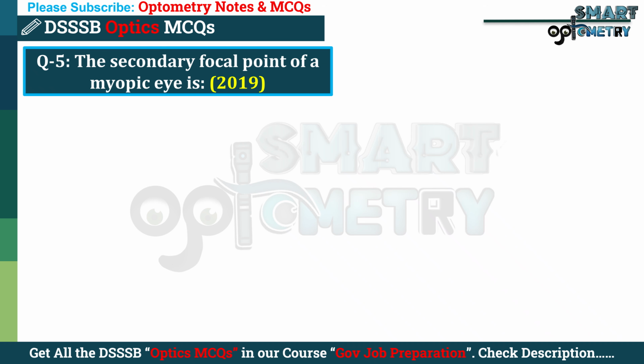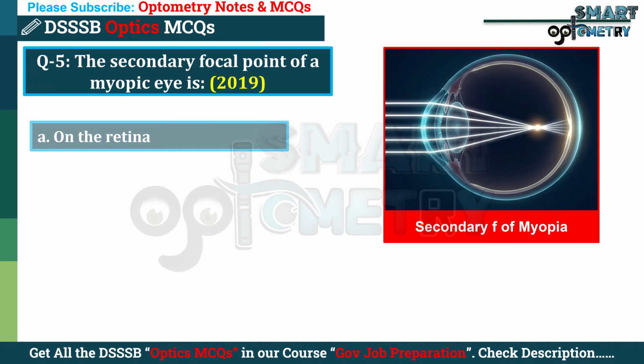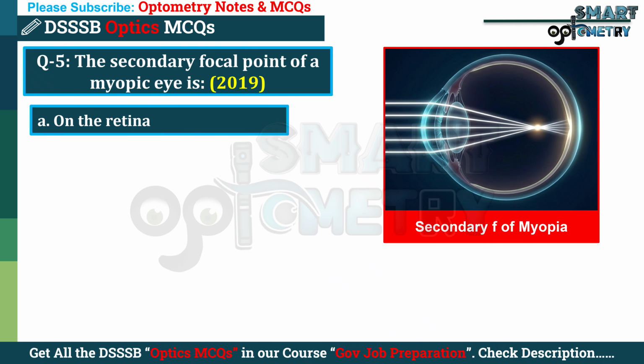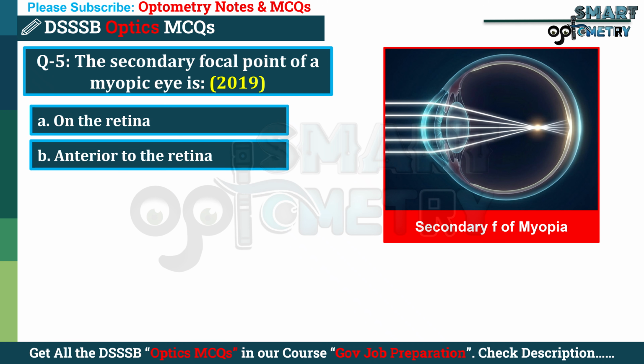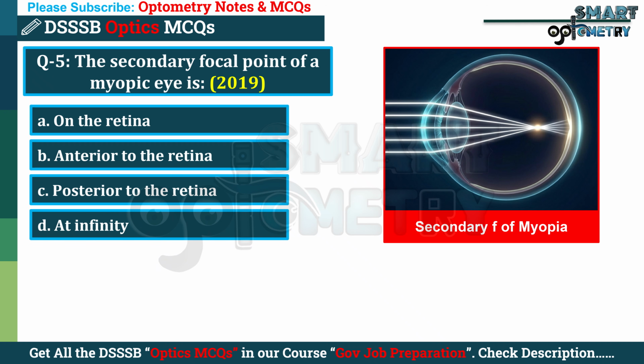Question 5. The secondary focal point of a myopic eye is: Option A, on the retina. Option B, anterior to the retina. Option C, posterior to the retina. Option D, at infinity. The correct answer is B, anterior to the retina.